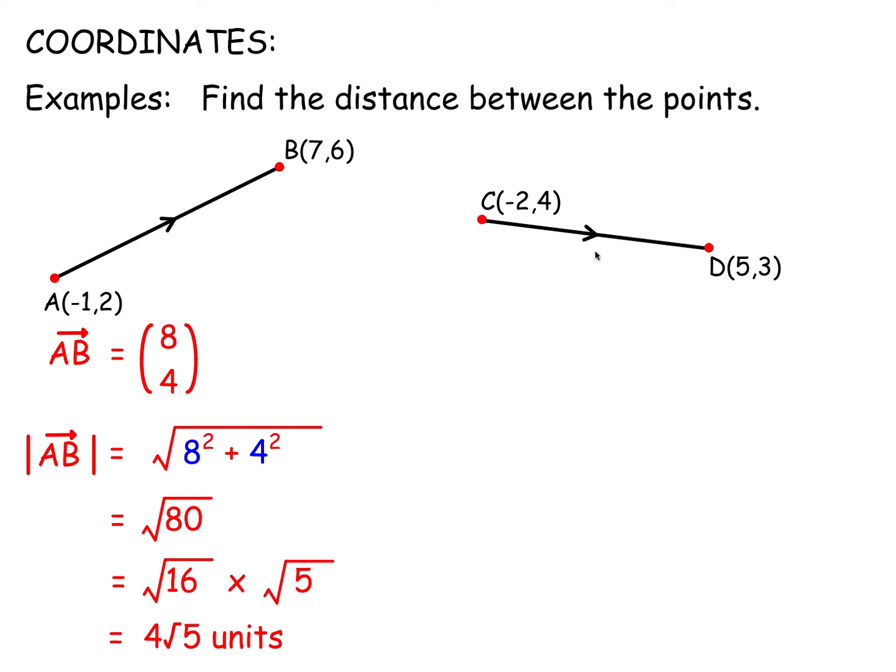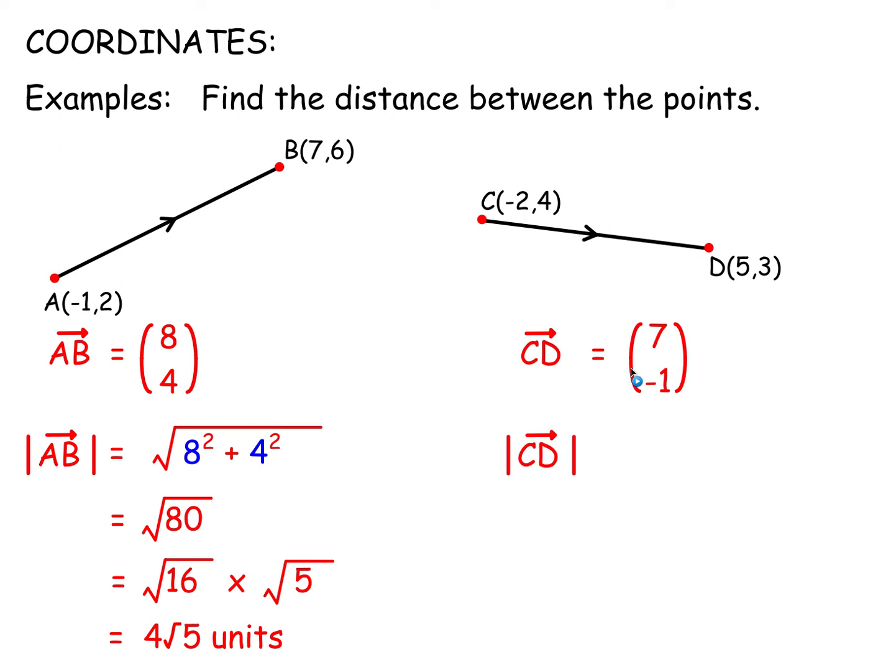Here to go from C to D, negative 2 is becoming 5, so the x coordinate has to go up by 7. And the y coordinate is going from 4 to 3, so the y coordinate has lost 1. So as a directed line segment CD, as a column vector here, add 7 onto the x and negative 1 onto the y coordinate of C. Negative 2, add 7 is 5. Y coordinate 4, add that negative 1 gives you 3. So it's 7 onto the x coordinate, negative 1 onto the y coordinate of C to get to D.